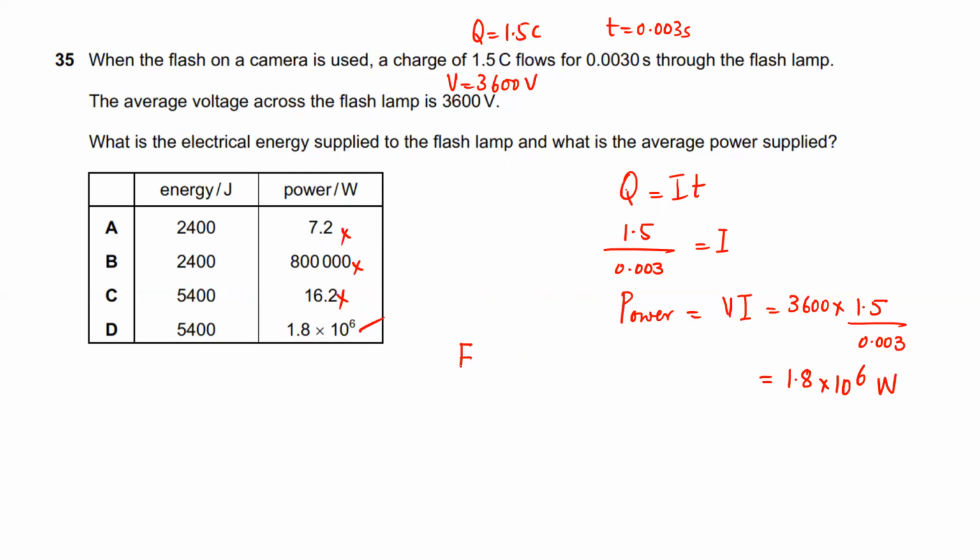Remember, power is work done or energy per unit time. So energy is equal to power multiplied by time. That is 1.8 times 10 to the power 6 multiplied by the time, 0.003, which comes out to be 5400 joules. So this is the right value, and answer D is the best choice we have.